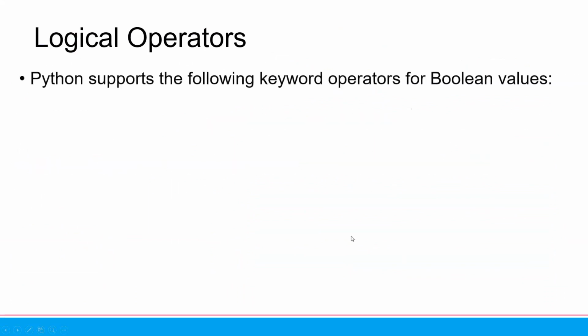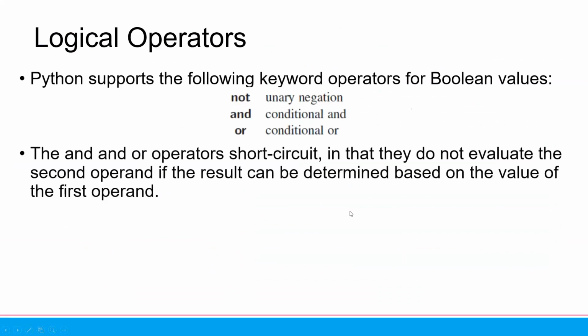Logical operators. When you have logical operators, we have not, we have and, we have or. The and and or operators short circuit in that they do not evaluate the second operand if the result can be determined based on the value of the first operand.